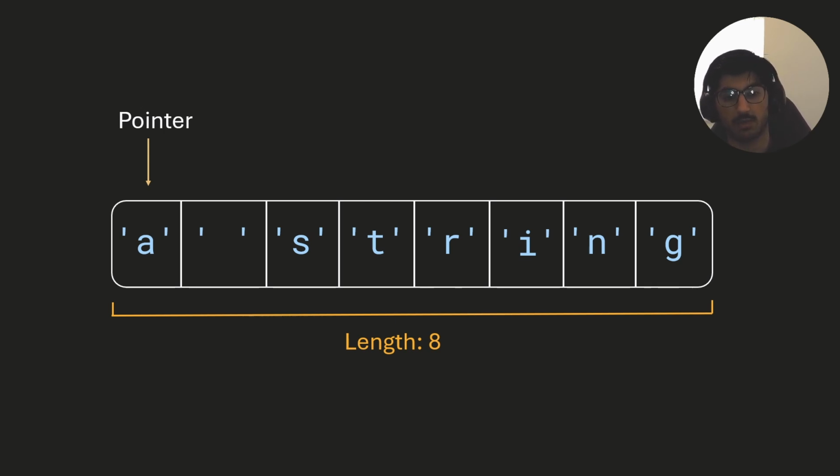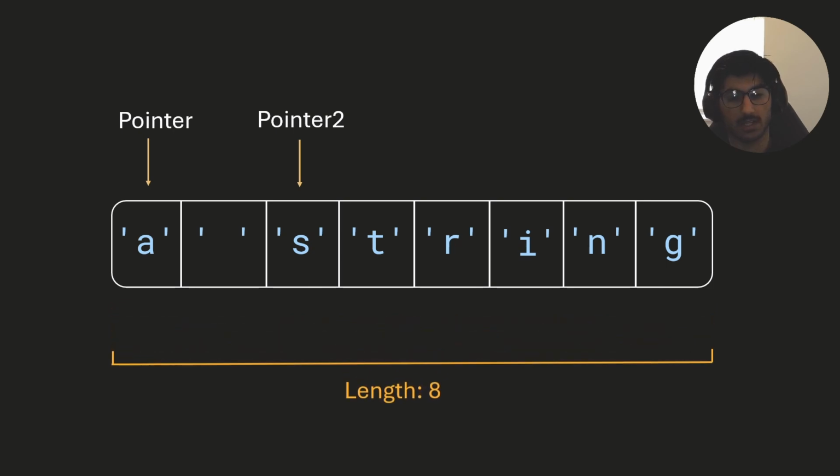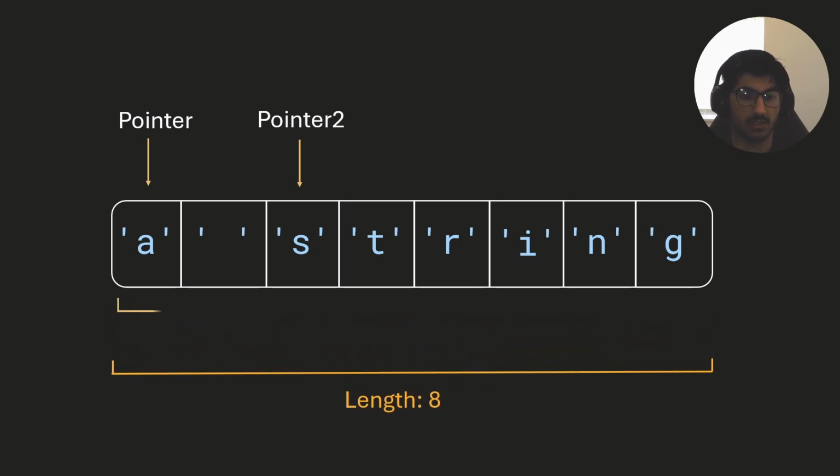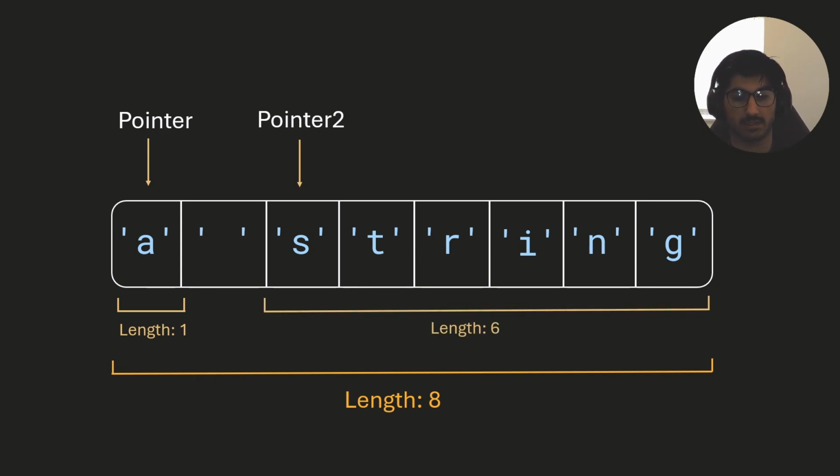Now let's say I want to go back to the example before of creating two substrings. In order to create the second substring, I'm just going to make a pointer to the other part of the string I want to read from. So I have one pointer at a, the other pointer at s, and then I can just specify the length of each of these strings. For the first pointer, the length is 1 because there's one character, and for the second pointer, the length is 6.